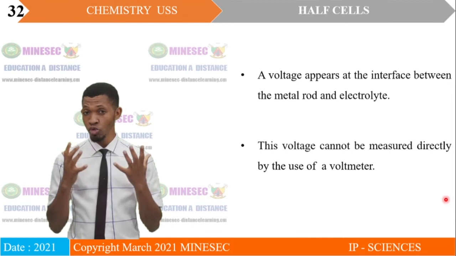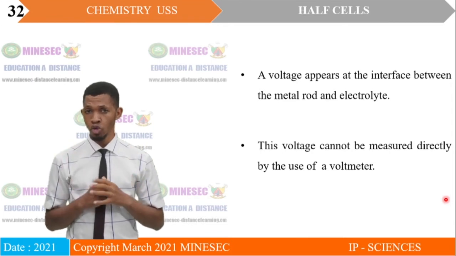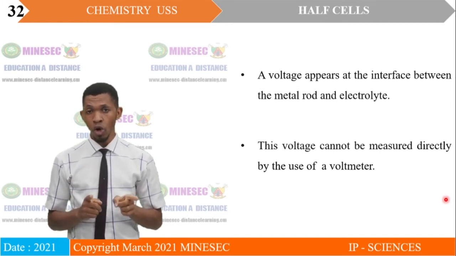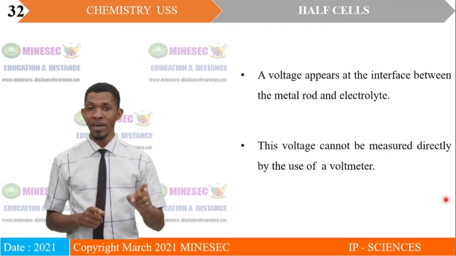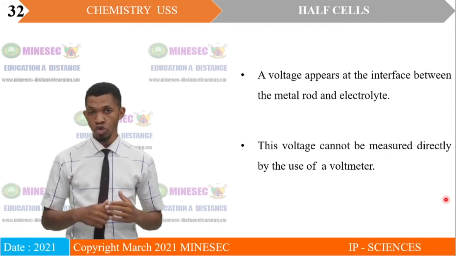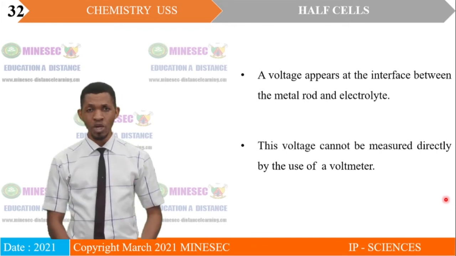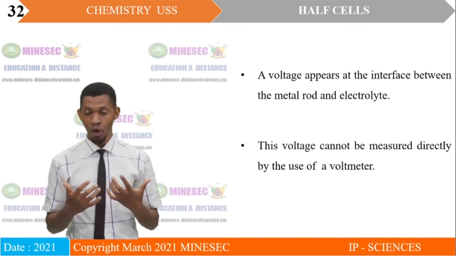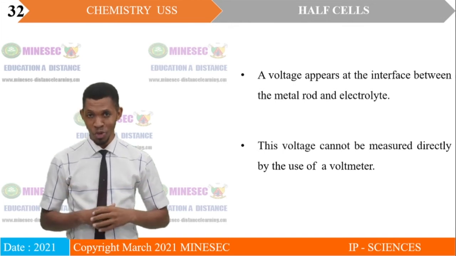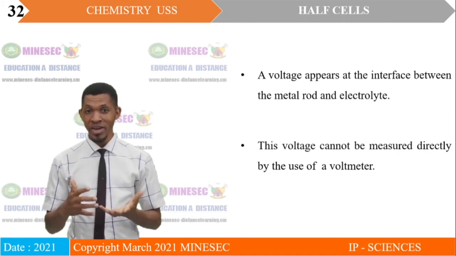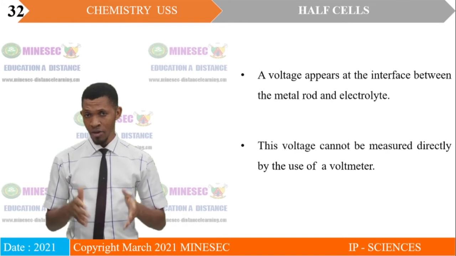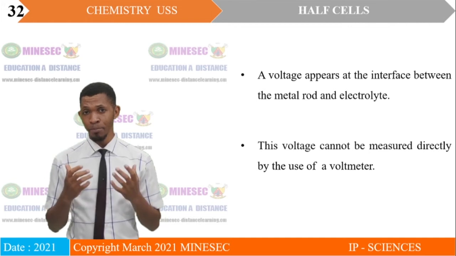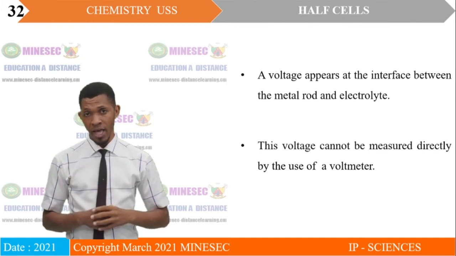This is because in order to measure the voltage of the Helmholtz double layer, you will need a voltmeter and two conducting wires. One of the conducting wires will be connected to the metal rod and the other dipped into the solution. But as soon as the connecting wire is dipped into the solution, there will be an equilibrium established between the metal of the wire and the ions it forms in solution. This equilibrium generates a second Helmholtz double layer, and the presence of this second Helmholtz double layer complicates the measurement of the voltage in the first Helmholtz double layer.